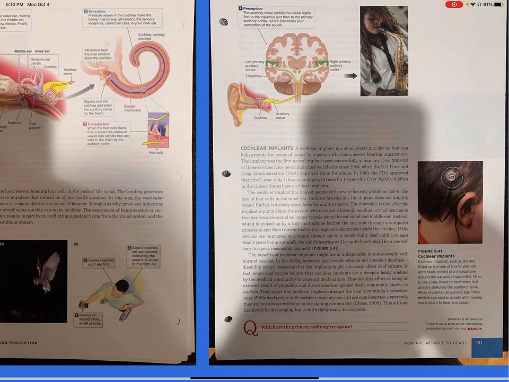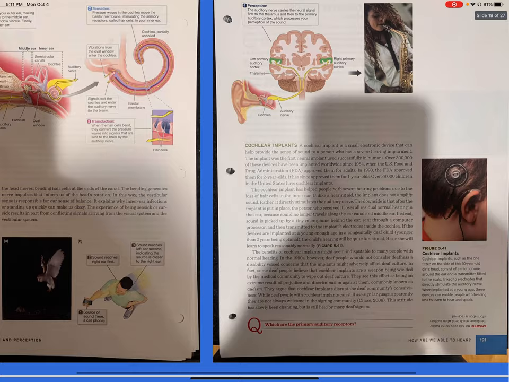The benefits of cochlear implants might seem indisputable to many people with normal hearing. In the 1990s, however, deaf people who did not consider deafness a disability voiced concerns that the implants might adversely affect deaf culture. In fact, some deaf people believe that cochlear implants are a weapon being wielded by the medical community to wipe out deaf culture. They see this effort as being an extreme result of prejudice and discrimination against them, commonly known as audism. They argue that cochlear implants disrupt the deaf community's cohesiveness. While deaf people with cochlear implants can still use sign language, apparently they are not always welcome in the signing community. This attitude has slowly been changing, but is still held by many deaf signers.